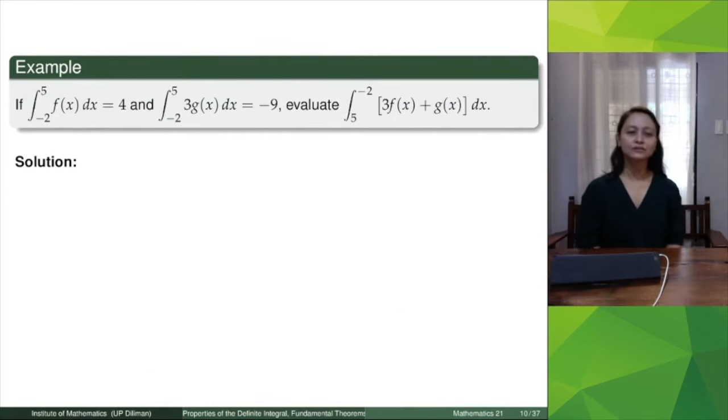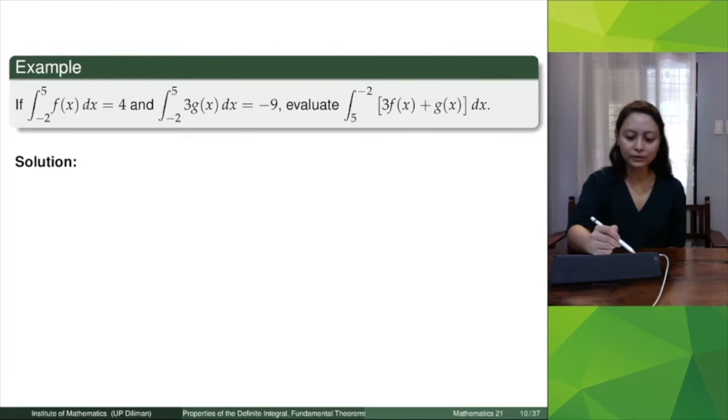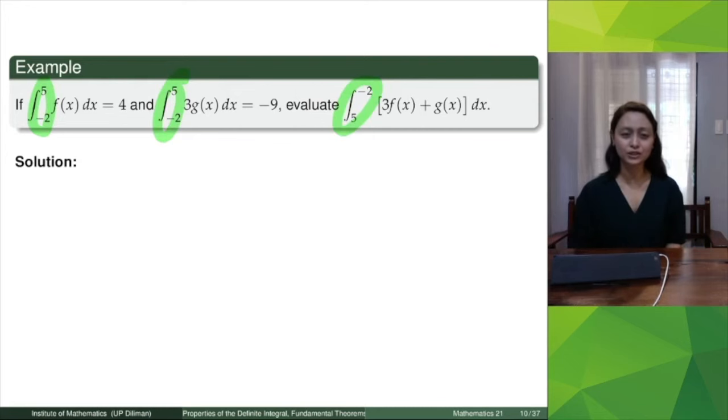Given that the integral from negative 2 to 5 of f of x dx is 4, and the integral from negative 2 to 5 of 3g of x dx is negative 9, we want to evaluate the integral from 5 to negative 2 of 3 f of x plus g of x dx. So, let's look at the given. Okay, take note. The limits of integration are reversed. Again, we use the property that when we reverse the limits of integration, you just negate the value of the definite integral. So, let's do that.